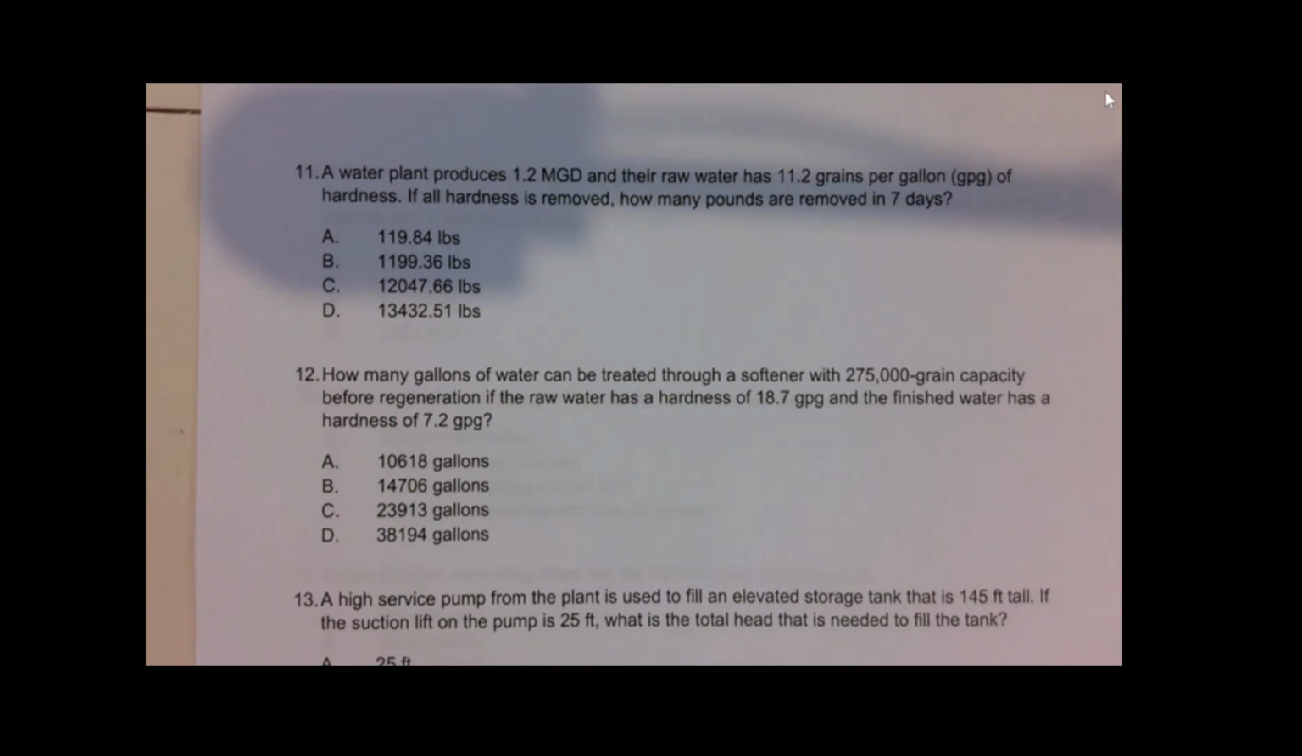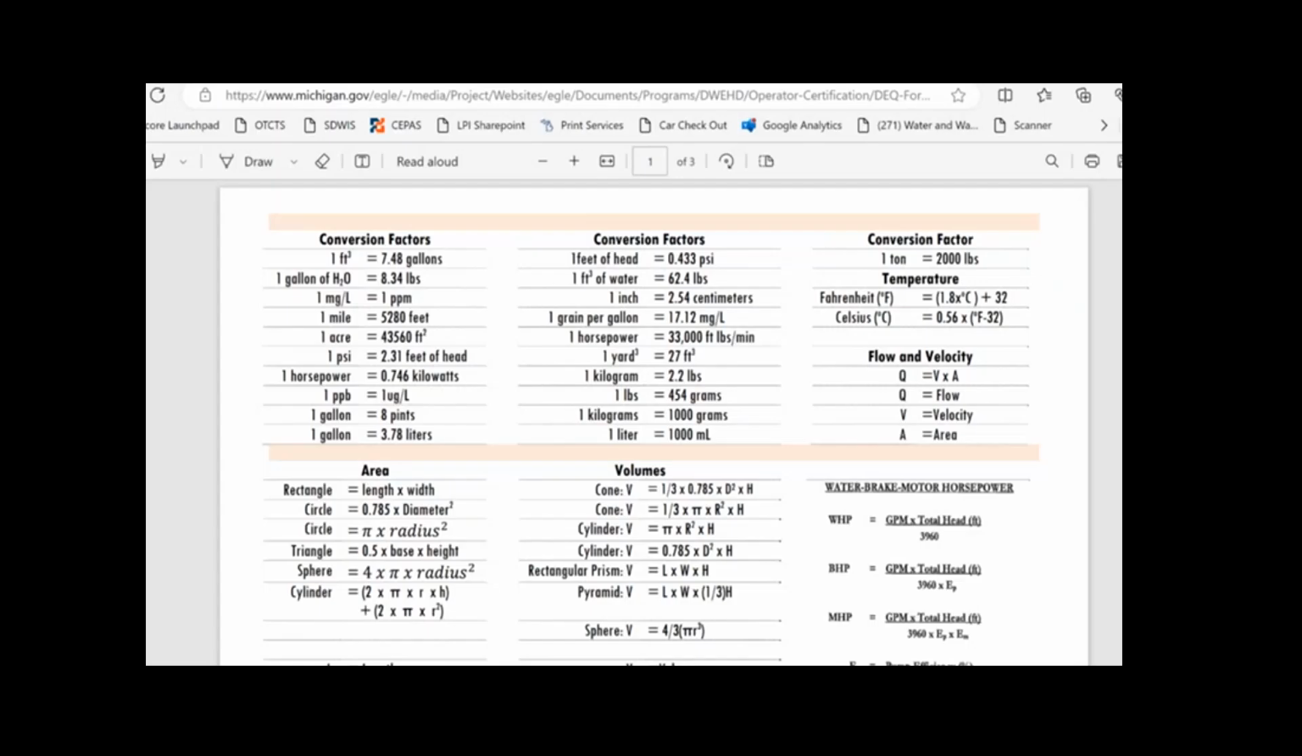So we're looking for 7 days total. What we're going to do is do 1 day. Well, how do you solve for this? Okay, so you're going to use the parts per million equation. And the thing about the parts per million equation is you need parts per million.